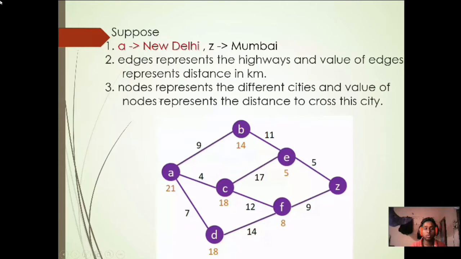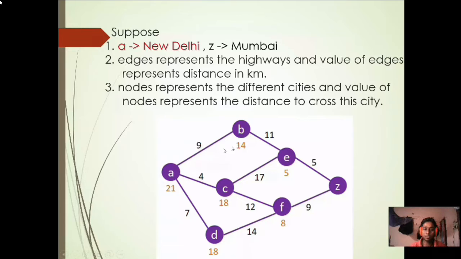Okay, so suppose you are at New Delhi and you want to go to Mumbai. Suppose A represents New Delhi and Z represents Mumbai, and the edges between them represent the highways, and the value of these edges represents the distance in kilometers. The nodes in between represent the different cities, and the value on each node represents the distance to cross that particular city. Okay, so you have to go from New Delhi to Mumbai, and you have three paths.